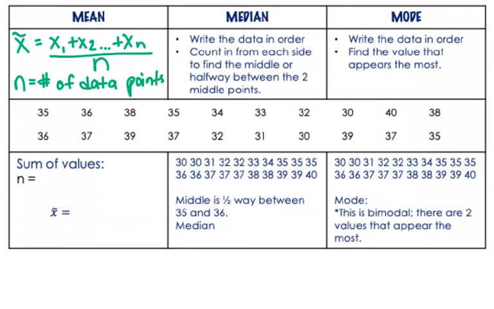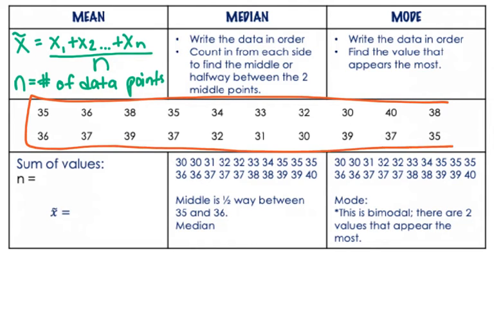When you want to find the median, you write the data in order, so it's from least to greatest. You count in from each side and you find the middle or halfway between two middle points. And for the mode, you would write the data in order, find the value that appears the most. And you could have multiple modes. It's completely fine.